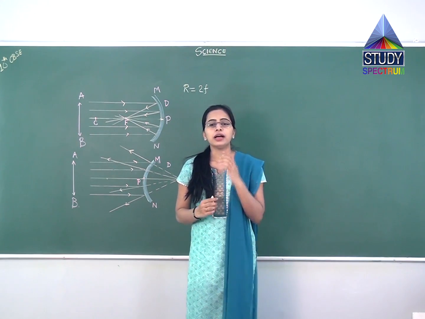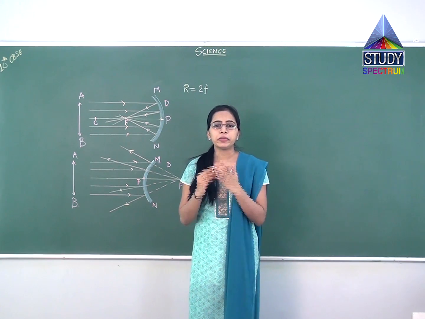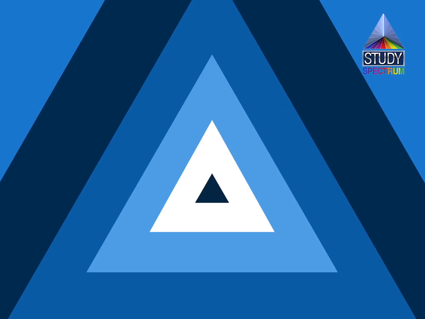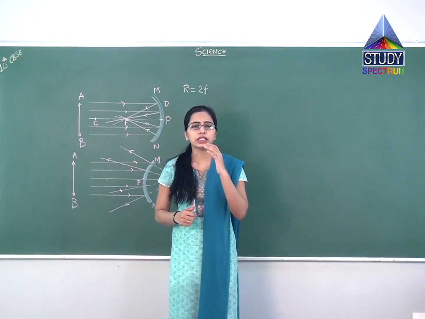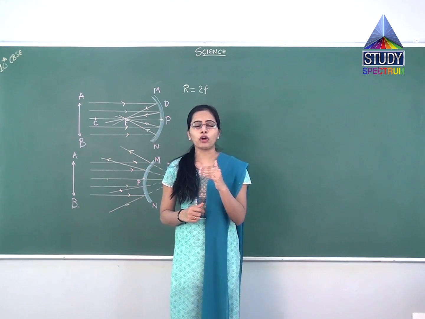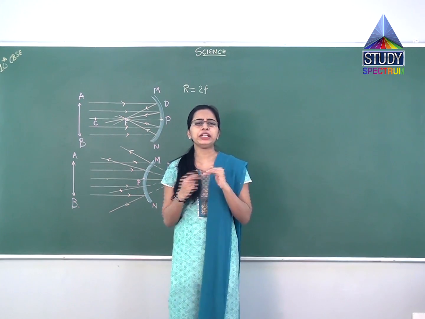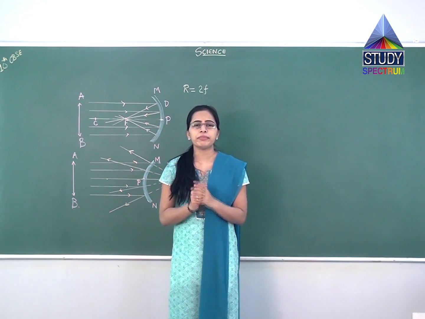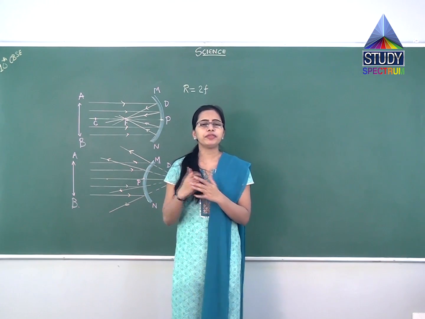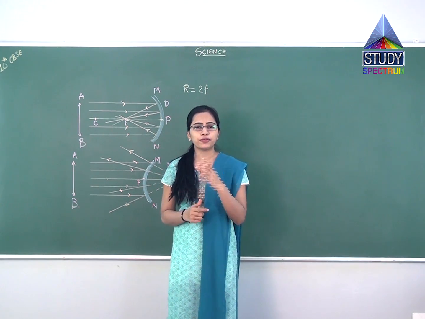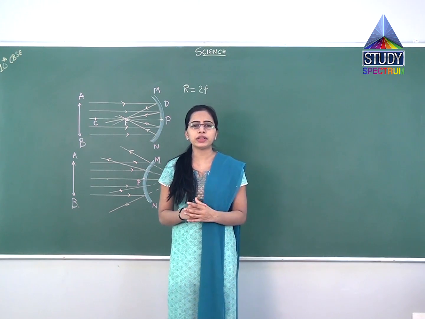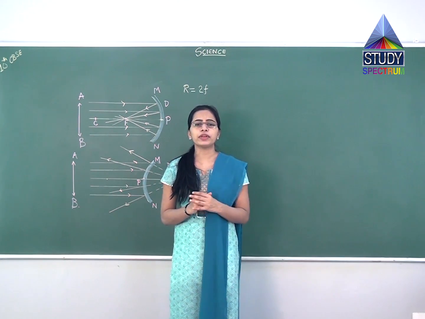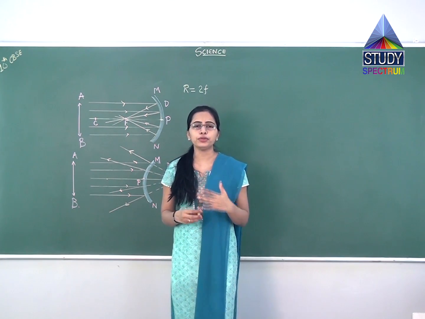In the first case, a ray parallel to the principal axis after reflecting will pass through the focus. Now in this part we will see the formation of images on both concave and convex mirrors in different cases. Here we will discuss the first case. A ray parallel to the principal axis after reflection will pass through the principal focus in case of a concave mirror, or appear to diverge from the principal focus in case of a convex mirror. I will draw it here for you.